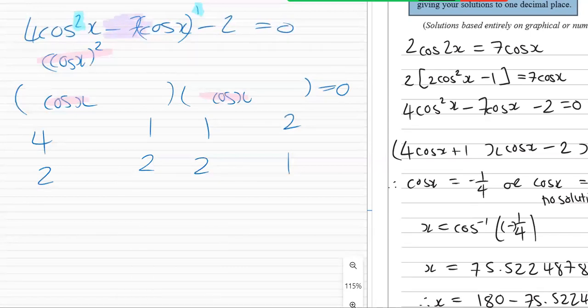So our goal: if we times them together, we get the third term, and if we plus them together, we get the middle term. And because this one's negative, one is going to be positive and one is going to be negative, either this way around or this way around. So we know what we're going to be picking.